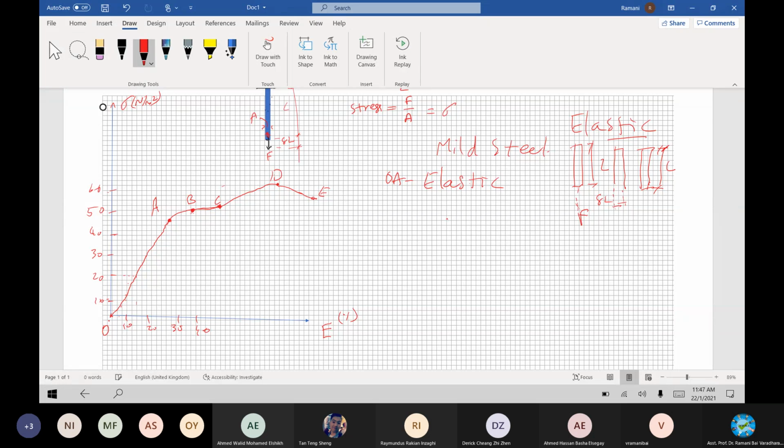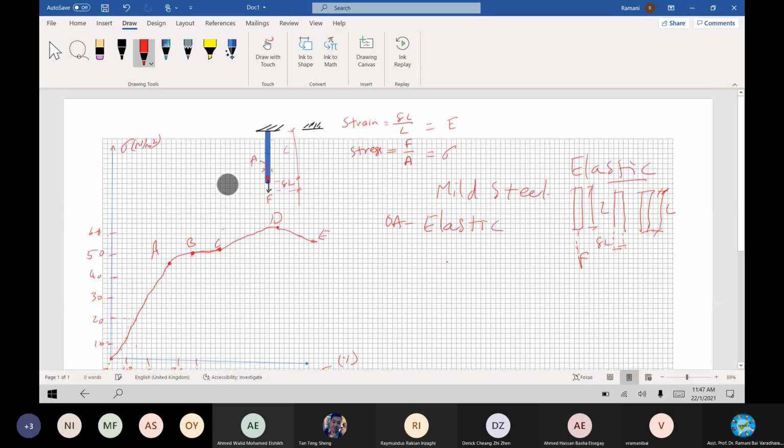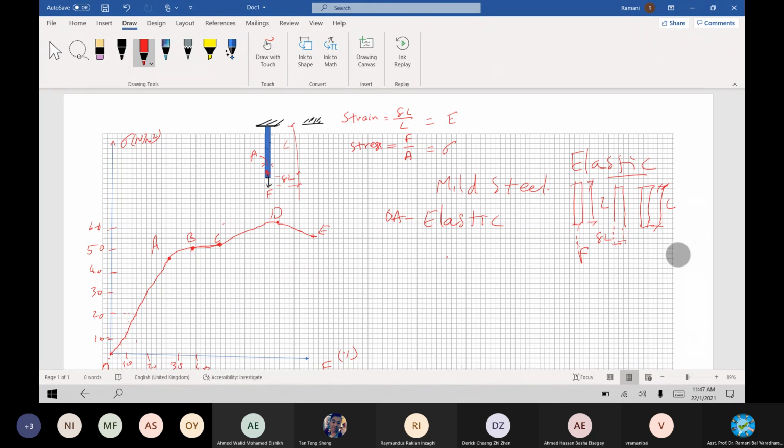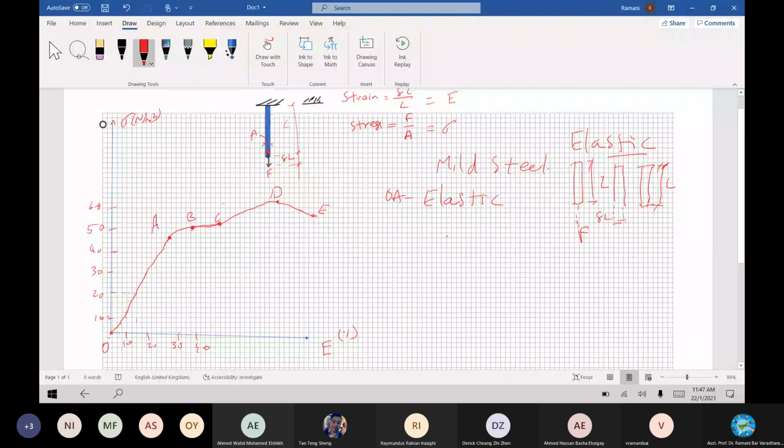It will retain, like for example a balance. You load the member with 50 kg, it will indicate 50 kg. Once you take out the object that you are measuring, it will get back to the original length, which is L. That's a behavior of mild steel. So you can use this mild steel for construction of your balance or weighing any heavy equipment. This is what we understand from here.